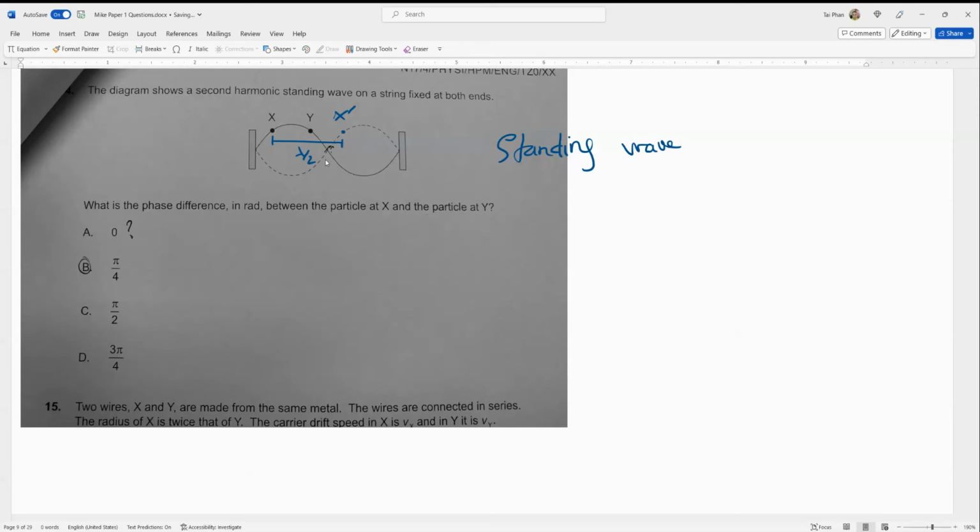Anyway, x and y will have the phase difference to be pi over 2. Pi over 2. Wait. Pi over 2 or 0? No, it's 0. You put a sign here indicating that it's 0. Oh, sorry, my fault. Okay, here.